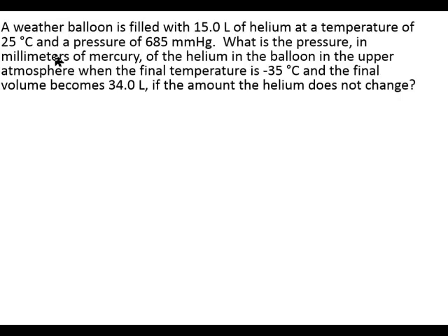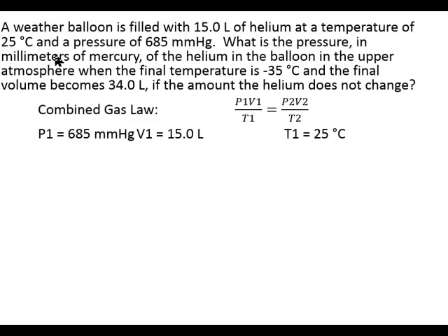Okay, so now we know that we're using pressure, volume, and temperature, so it means the combined gas law. I pull out my givens. I have an initial pressure of 685 millimeters of mercury, an initial volume of 15 liters, and an initial temperature of 25 degrees Celsius. I don't know my final pressure. That's what I'm looking for. My final volume is 34 liters, and my final temperature is negative 35 degrees Celsius.